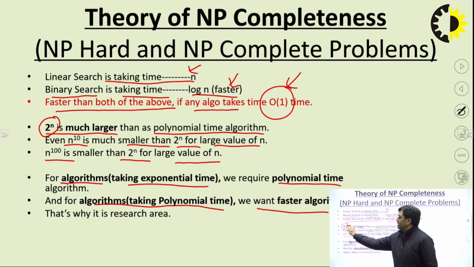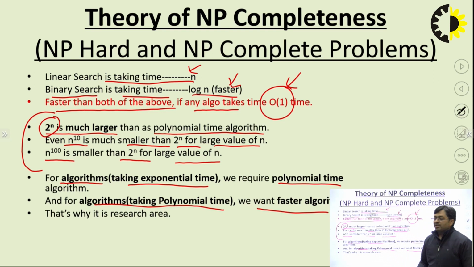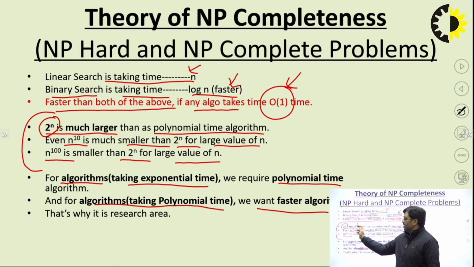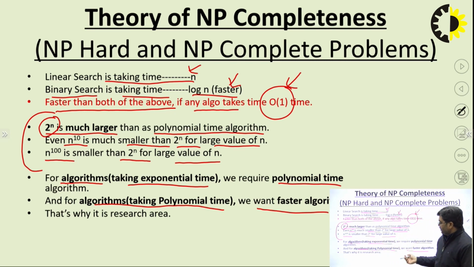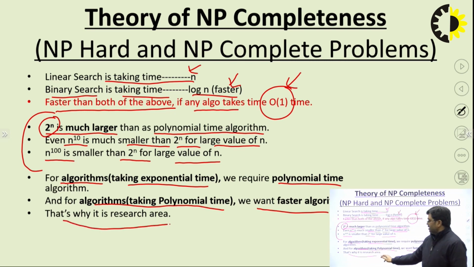And in type 2, if some algorithm is taking 2 raised to power n, we want an algorithm for it which takes polynomial time, for example n raised to power 100 or n raised to power 10, any of them. That's why it is called a research area: we are searching for faster algorithms for polynomial times, and we are also searching for polynomial time algorithms for exponential time problems.